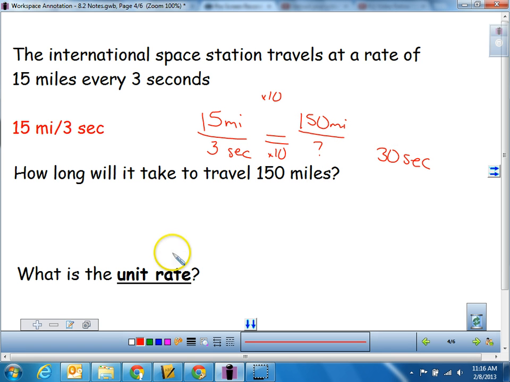So can we also figure out what the unit rate is here? Remember, unit rate means we want to get that bottom number to equal 1. So I've got 15 miles per 3 seconds. That means I'm going to want to divide both top and bottom by 3. 15 divided by 3 is 5 miles. 3 seconds divided by 3 is 1 second. Whoops. Got a little ahead of myself. So 5 miles per second is the unit rate of that International Space Station. Wow, that's really going fast.